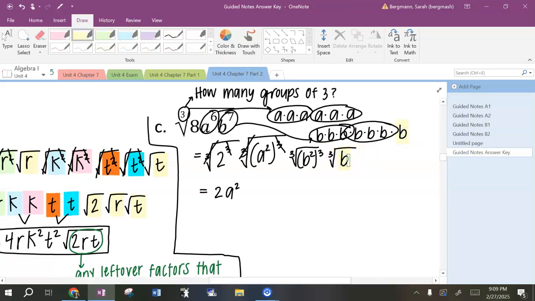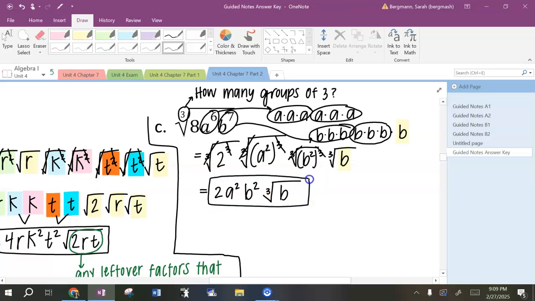Remember on the last problem we said any extra factors that are left over that aren't perfect groups have to stay under the radical. So since this b doesn't have a group of 3, it gets left under the radical. This cube cancels out, so you have b squared, and you're left with the cube root of b that has to come down to your answer.